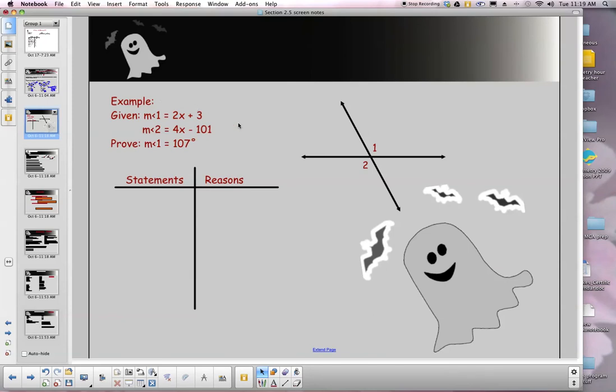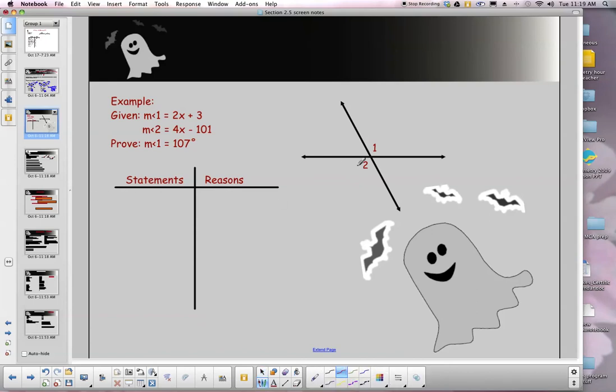We can use the vertical angle theorem in proofs as a reason. Remember, we can use postulates, properties, definitions, given, and simplify, and now we can add theorems to the list because now we have a theorem.